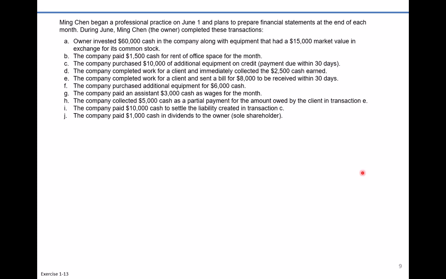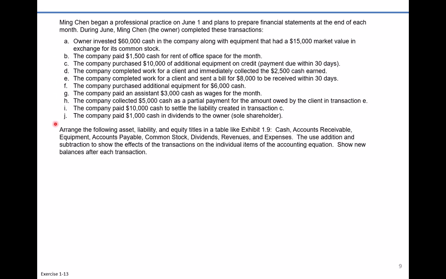So the problem reads that Ming Chen began a professional practice on June 1st and plans to prepare financial statements at the end of each month. During June, Ming Chen, the owner, completed these transactions. And then here we're given a list of transactions A through J.